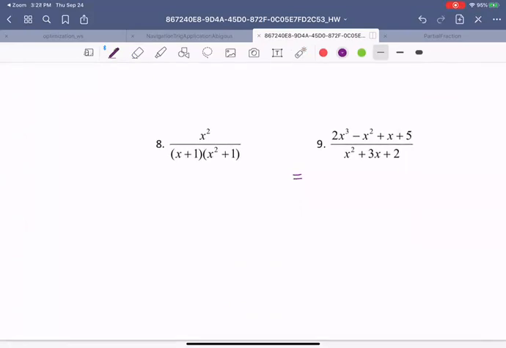Here, what's the denominator? Wait, for which one? 8 or 9? Number 9. Number 9? Oh, number 9, we have to do the long division first. If the top one is higher than the bottom one, we have to do the long division first. Okay. Oh, okay. Yeah, because wow, your school gave so hard question to students.